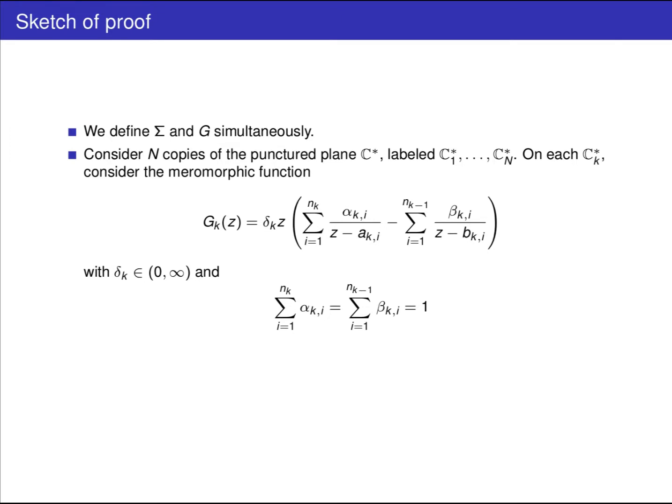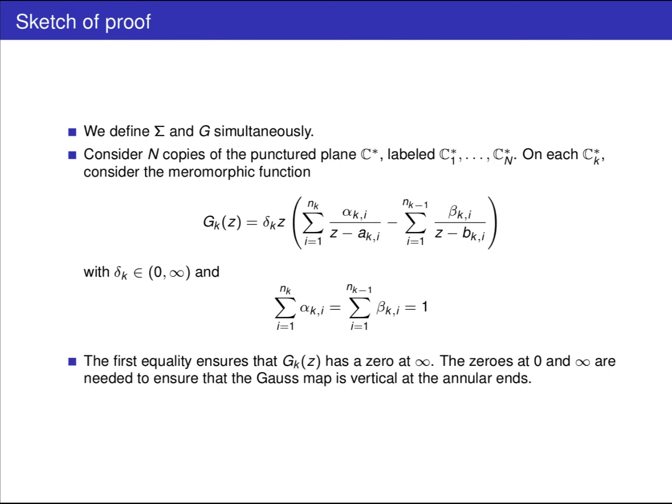delta_k times z times the sum i equals 1 to n_k of alpha_{k,i} divided by z minus a_{k,i}, minus the sum i equals 1 to n_k of beta_{k,i} divided by z minus b_{k,i}, where delta_k is a positive real number, and we have the sum of the alpha_{k,i} equal to the sum of the beta_{k,i}, normalized so those sums both equal 1.